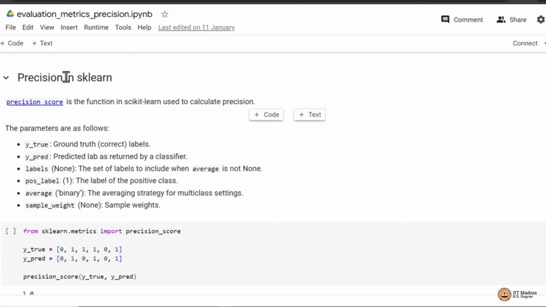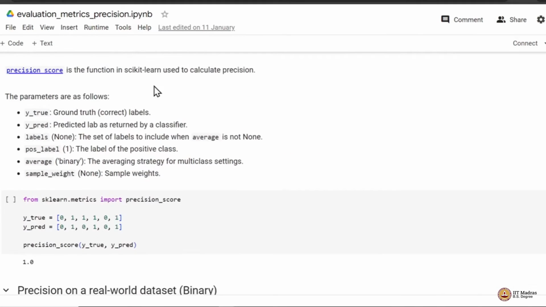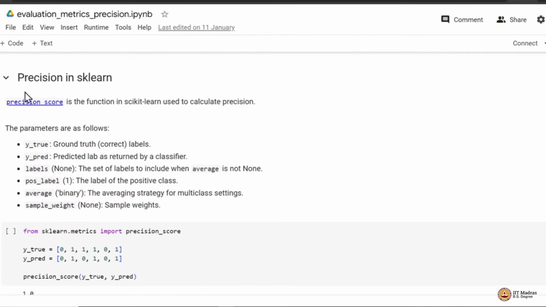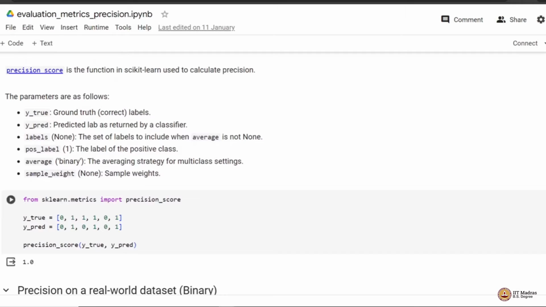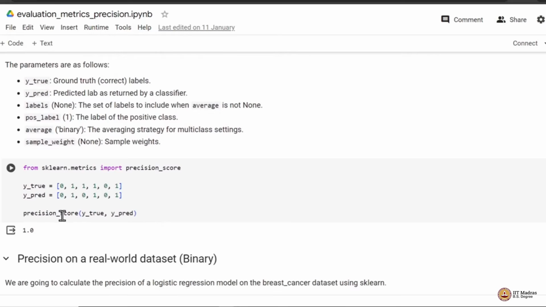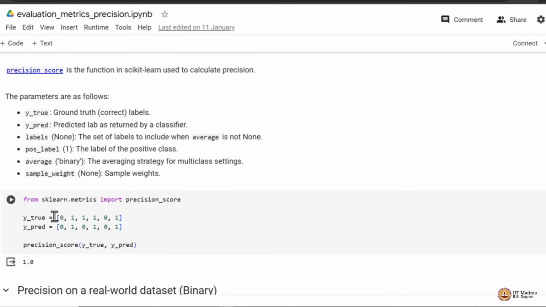Now we are going to have a look at how to calculate precision using sklearn. The function in sklearn takes the following parameters, the true and predicted arrays, and we can use the function precision_score and pass both y_true and y_pred to it, and we are going to get the value.